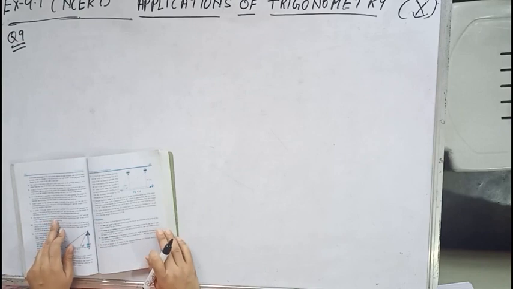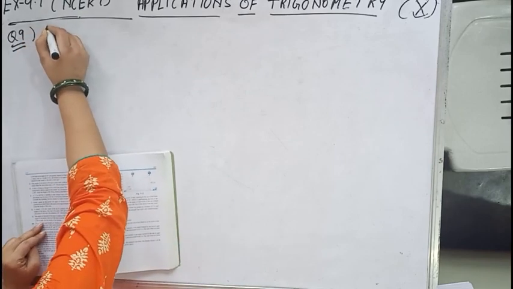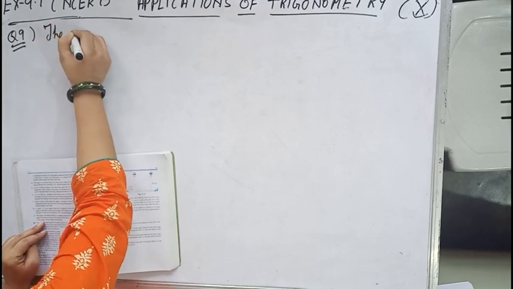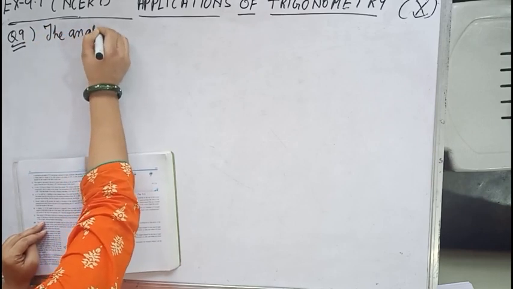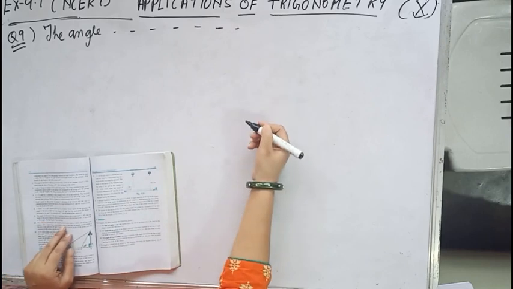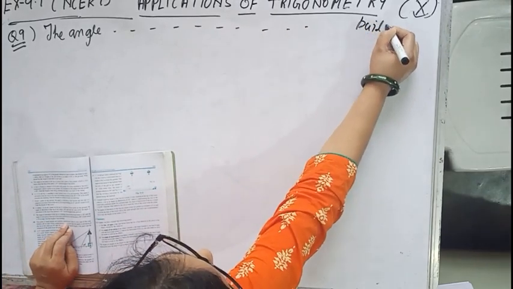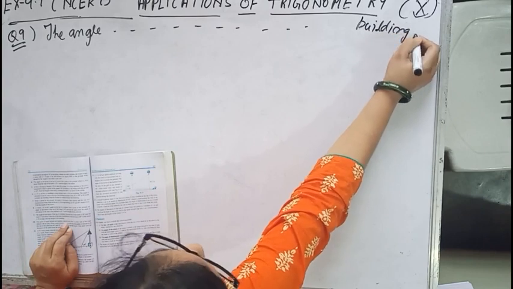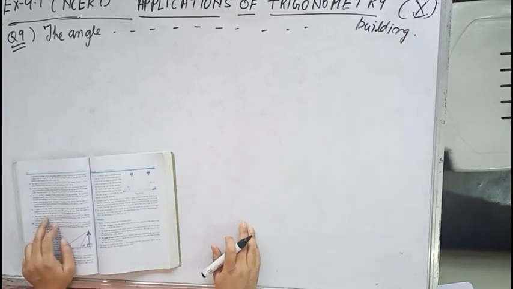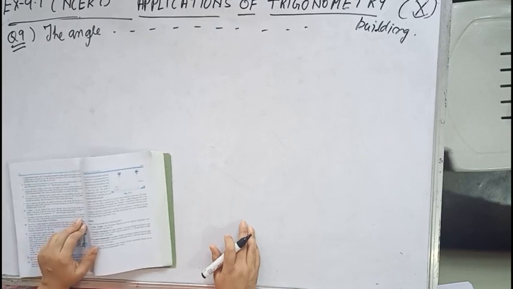Question number 9 is the angle of elevation of the top of it. Let me write the first and the last words. The angle, and the last word is building. Now let us read the question. The angle of elevation of the top of a building from the foot of a tower is 30 degree.